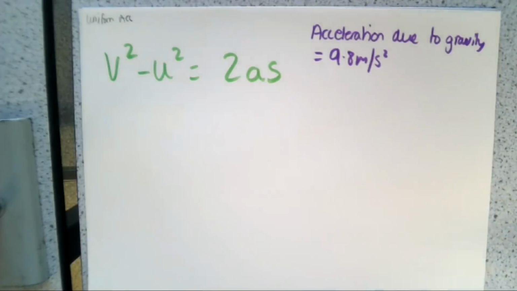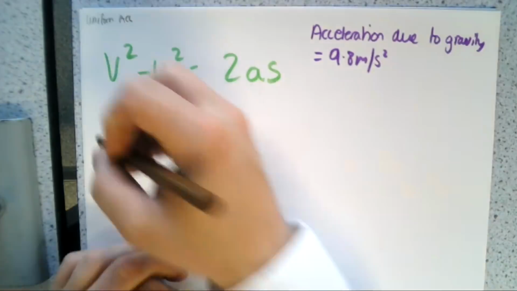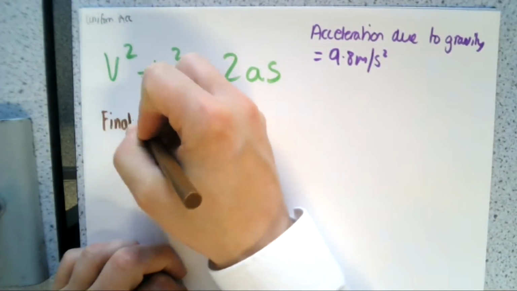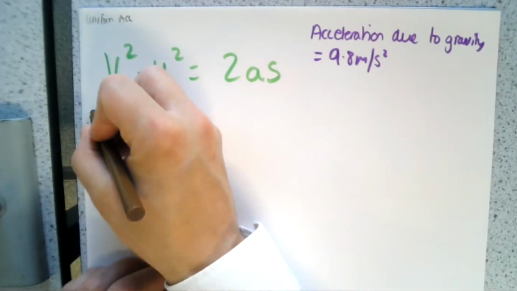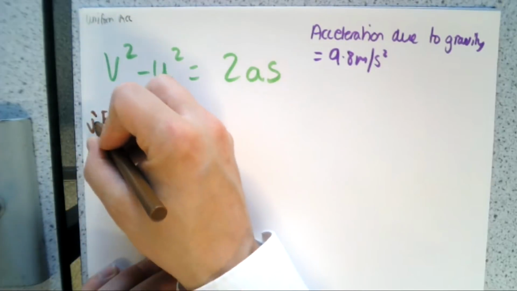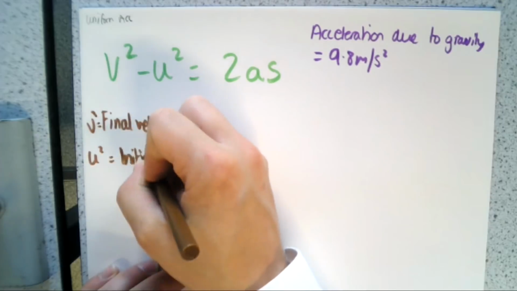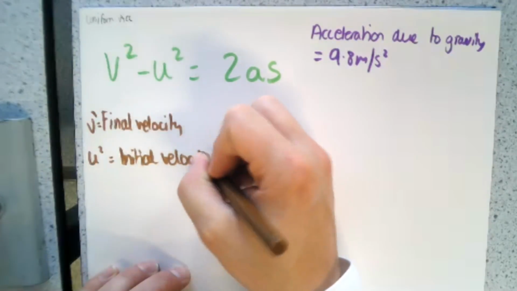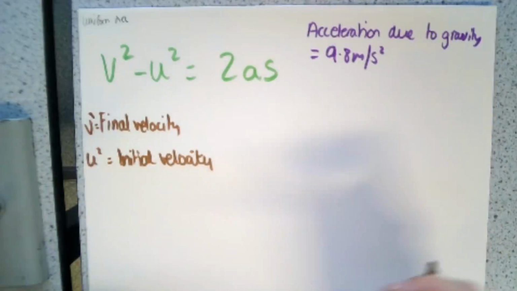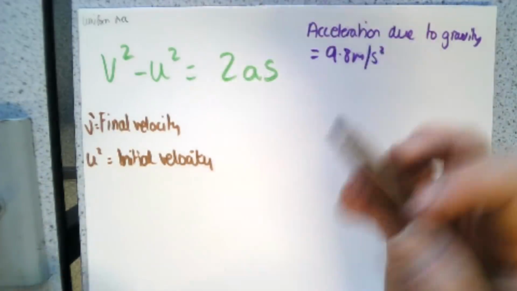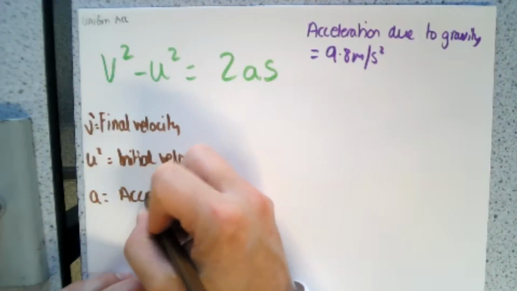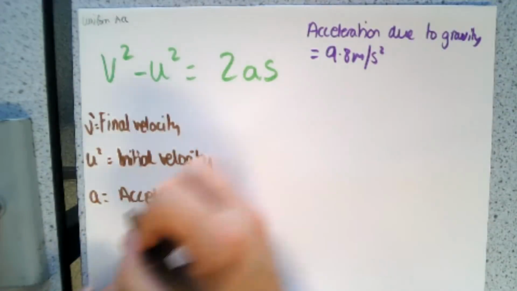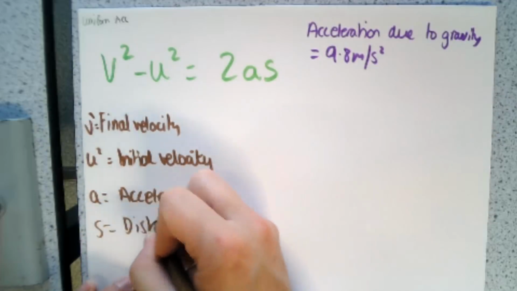So first of all, I'm going to pick this apart a bit with you. v squared is your final velocity, and it is squared on this one. You do need to square it. u squared is initial velocity. The 2 is just there, when you do it we'll do 2 times a times s. a is acceleration. s is distance.